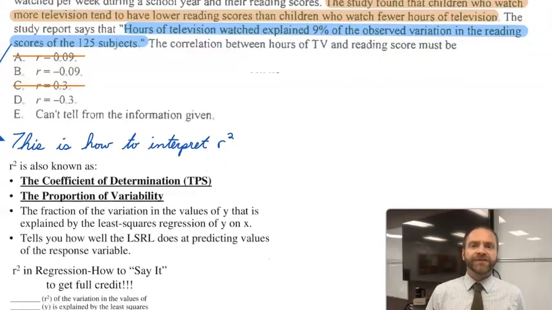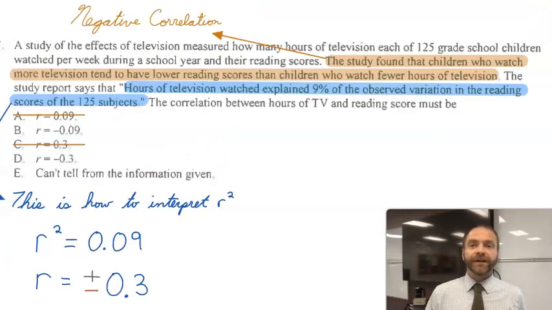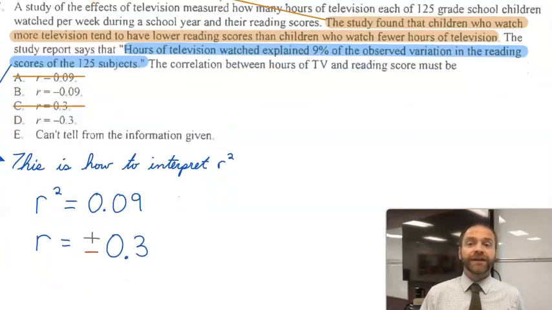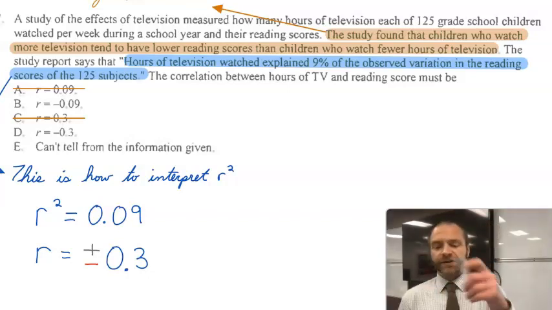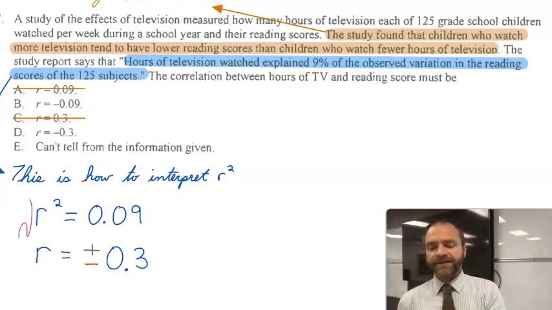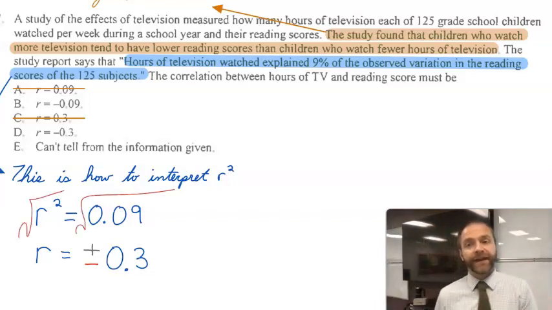Hours of television watched explain 9%. That's your R squared. So that tells me my R squared is 0.09, which means I'm going to take the square root of that. Now, if I take the square root of 0.09, I'm going to get positive or negative 0.3, and there's where the important thing comes in mind. When you square root both sides of an equation, you have to realize you can be dealing with the positive or the negative of that.